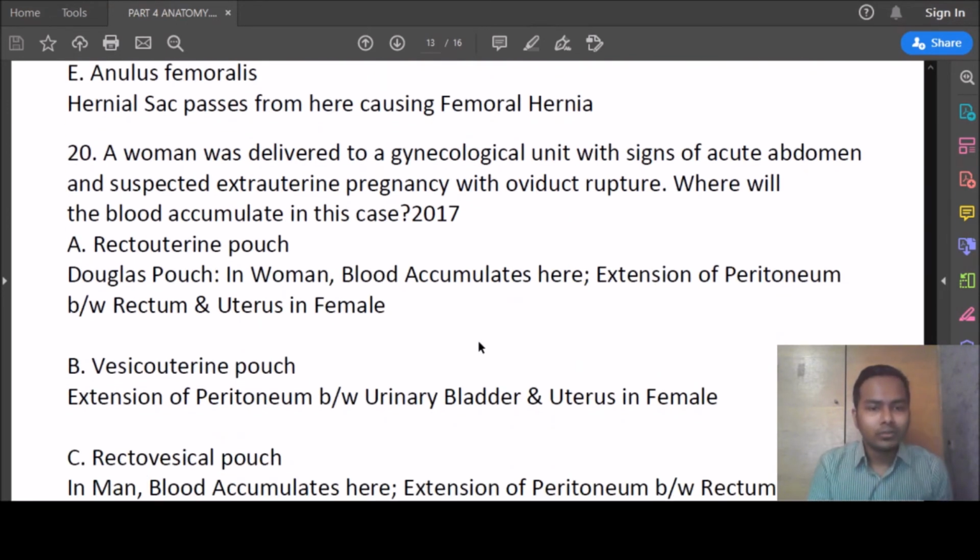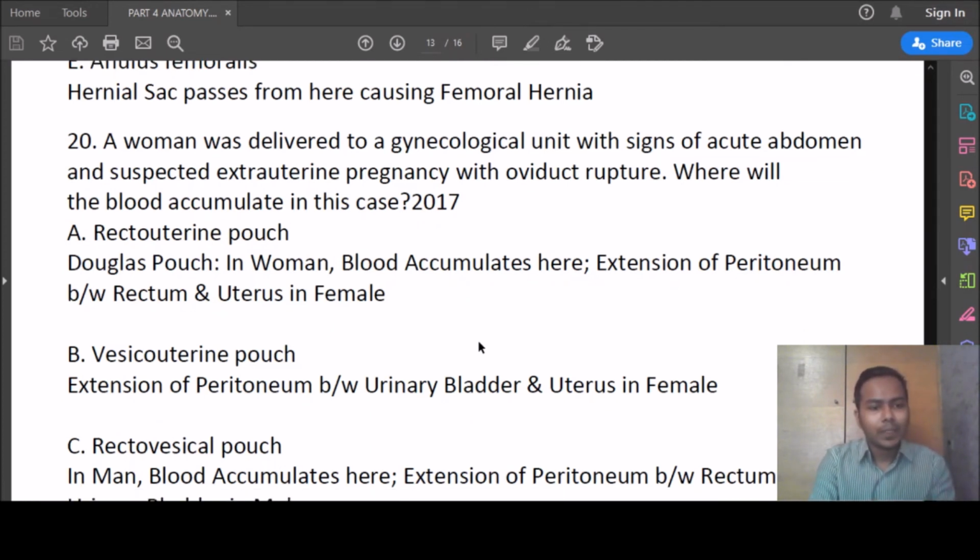A woman was delivered to a gynecological unit with signs of acute abdomen and suspected extrauterine pregnancy with oviduct rupture. Where will the blood accumulate in this case? When there is any type of extrauterine pregnancy or rupture, the blood will collect in the Douglas pouch, which is the rectouterine pouch. You can Google it and see the image. It is an extension of the peritoneum between the rectum and uterus in females. So in that pouch there will be accumulation of blood.